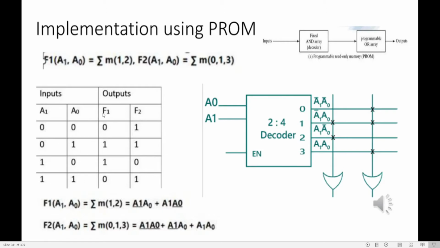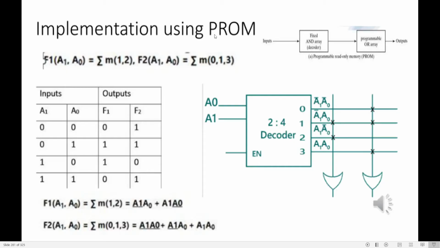Let us see the function F1. F1 is minterm 1, 2. So in the place of 1 and in the place of 2, we need to write high, and the rest is low. Whereas function F2 is 0, 1, 3. So in the place of 0, 1 and 3 I have written high. The other one is low. So first fill the truth table with the given function. After filling the truth table, we need to implement this truth table using PROM.